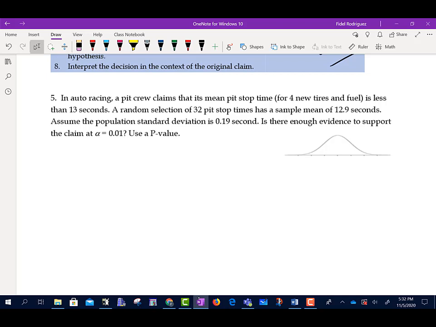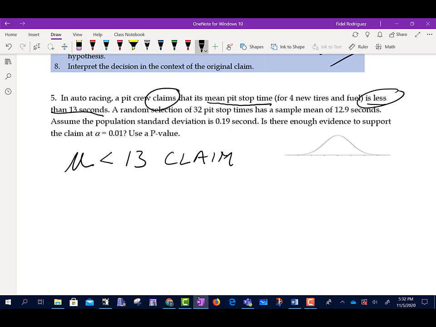Problem number 5 says in auto racing, a pit crew claims that its mean pit stop time is less than 13 seconds. I'm going to stop right there. Remember the symbol we use for the mean? We use mu. And it's saying is less than. So this is mu less than 13 seconds. This here, y'all, is my claim, because they are claiming it. So now that I know that mu is less than 13, I need to do the opposite of that. What's the opposite of saying something is less than? Saying that it is greater than or equal to.